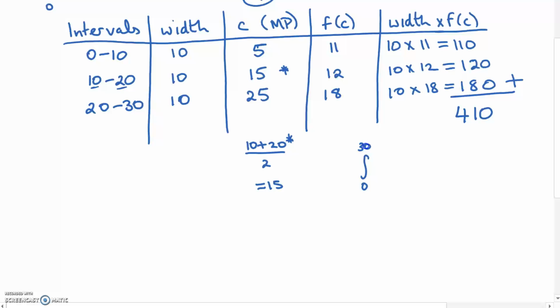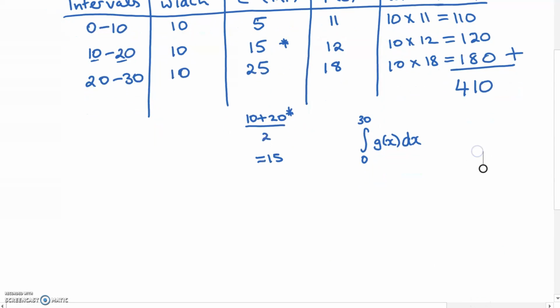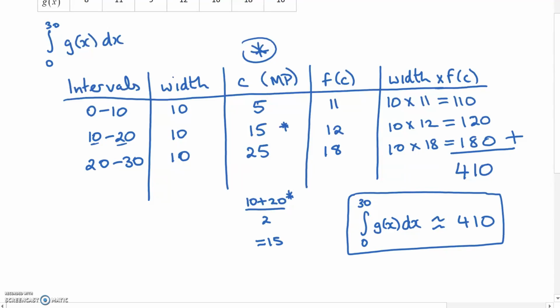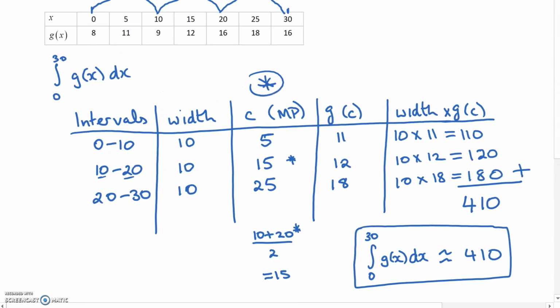The integral from 0 to 30 of g of x is approximately equal to 410. I think I went with f's; I'll go back and change that now. I'm sorry for any confusion. I'm so used to doing everything in terms of f. That's our answer. Let me just go back and change this for you, so that if you've been wondering about it, I can hopefully ease that confusion. These should be G's instead of F's. Okay, that's the last video there, and hopefully it makes sense to you.